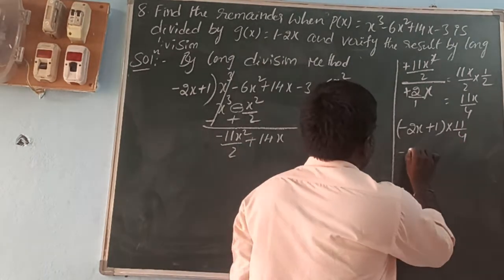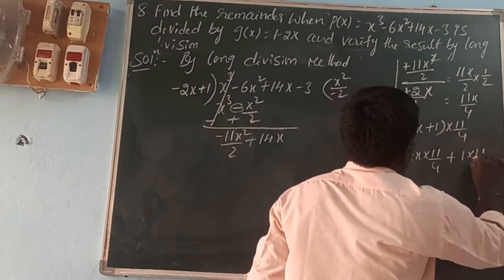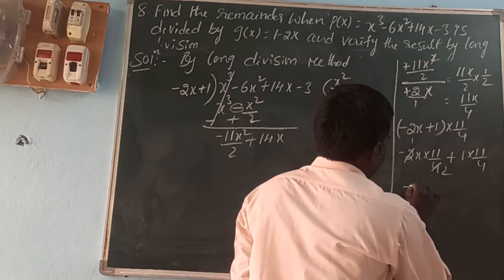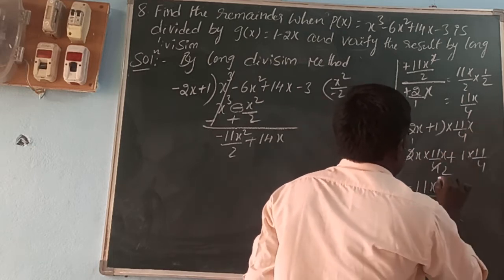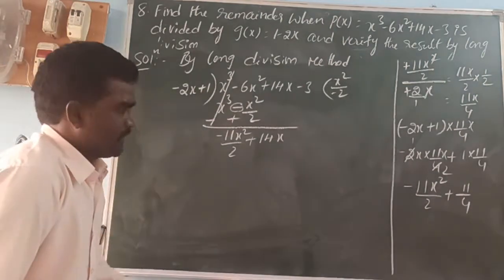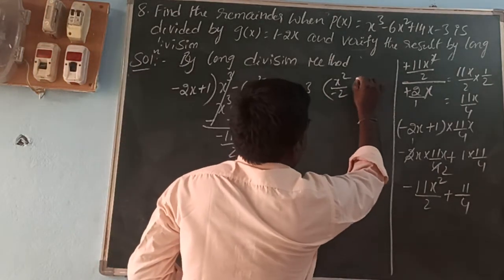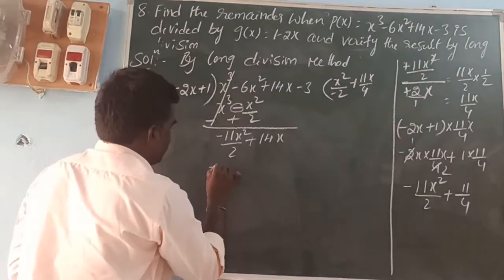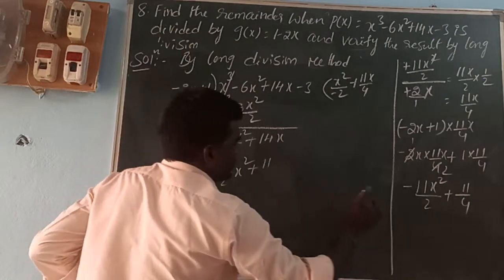Okay. So that is here minus 2x into 11 by 4 plus 1 into 11 by 4. So 2 ones are 2, 2 twos are 4. That is minus 11x square by 2 plus 11 by 4. Okay, so here minus 2x plus 1 is multiplied with plus 11x by 4. We can get the polynomial minus 11 by 2 x square plus 11x by 4.